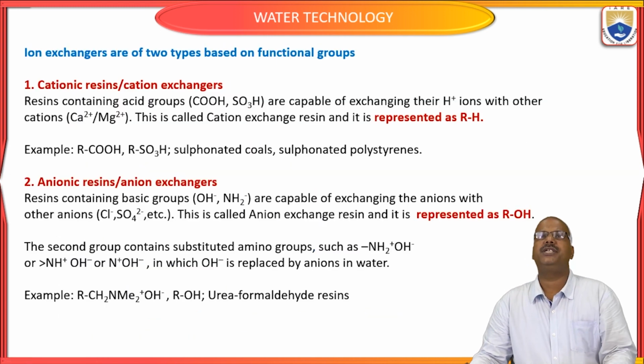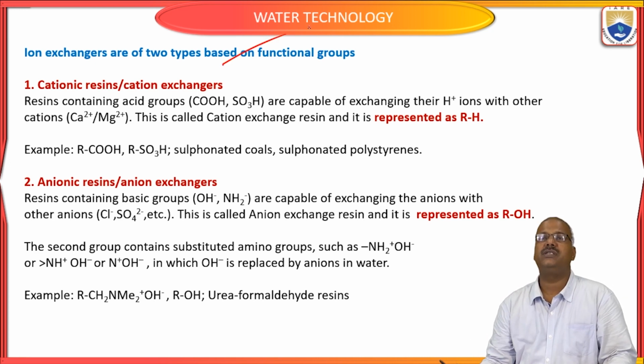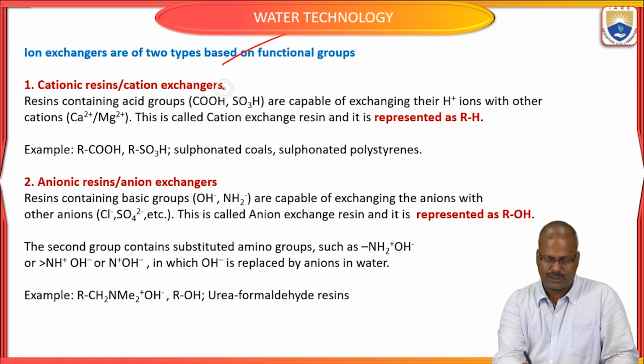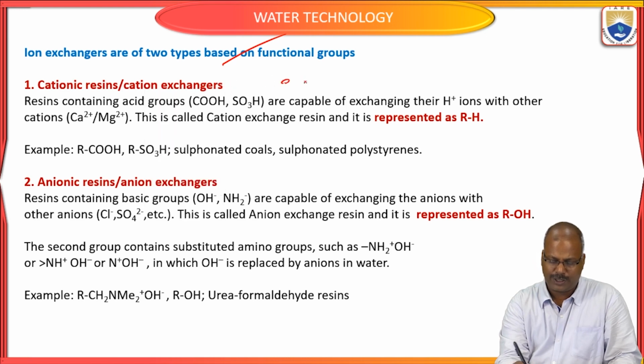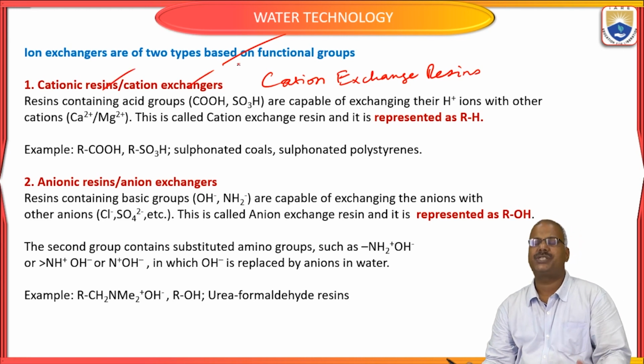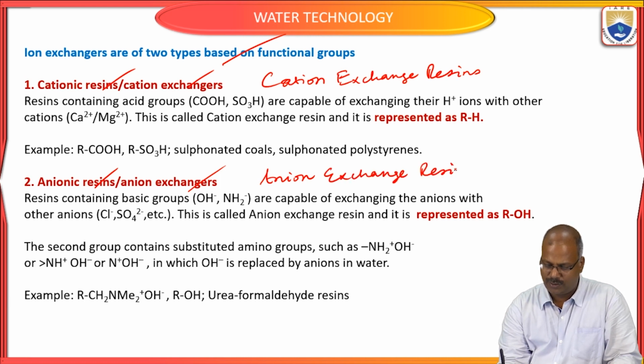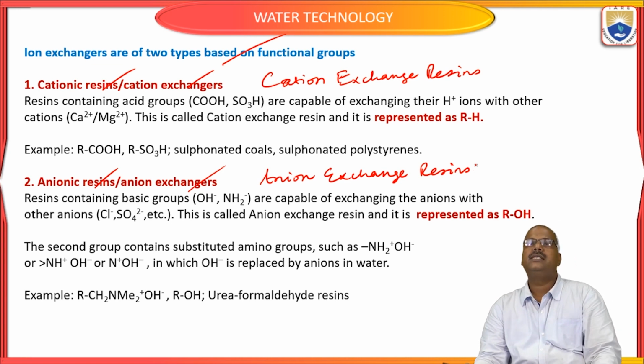Ion exchangers are of two types based on the functional groups used in this ion exchange process. One is cation exchange resin, or cationic resins, or cation exchangers. The other is anionic resin, anion exchangers, or anion exchange resins. We can call any, all the same.